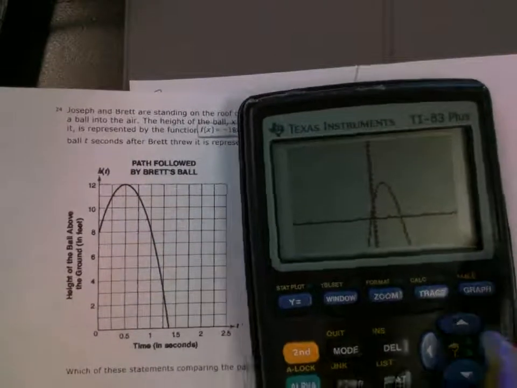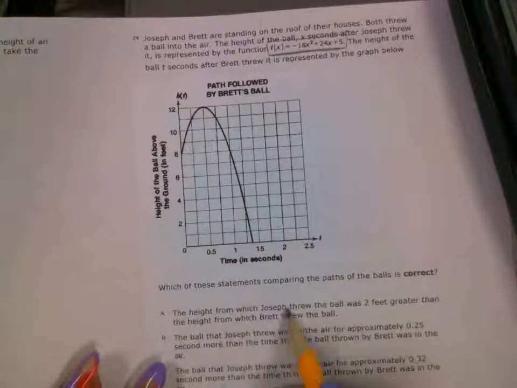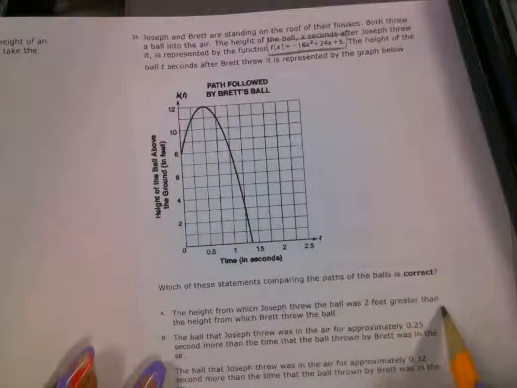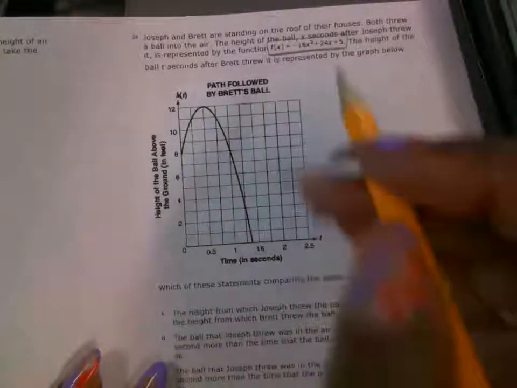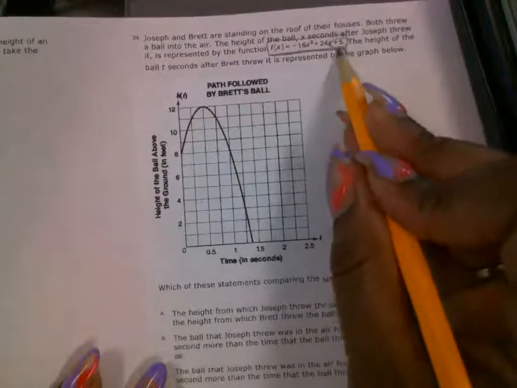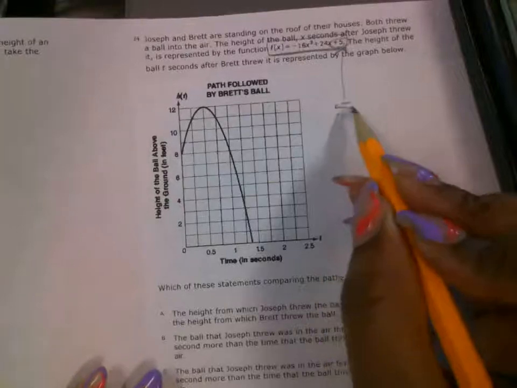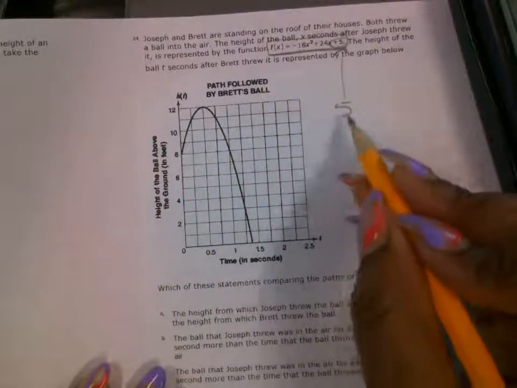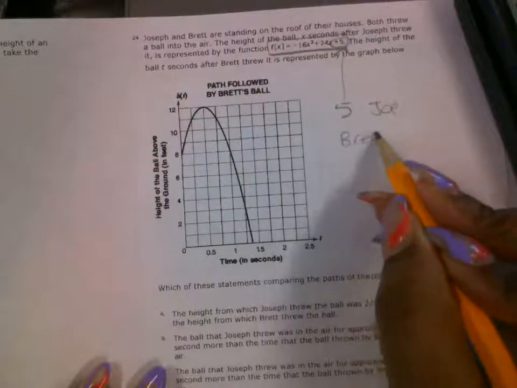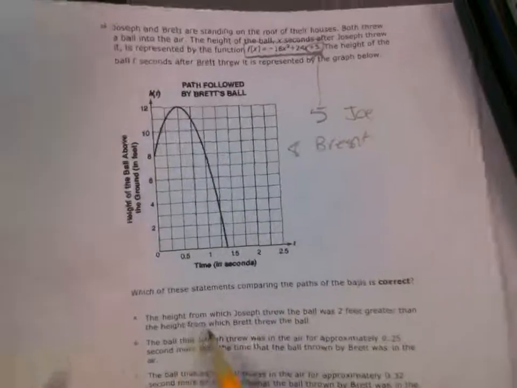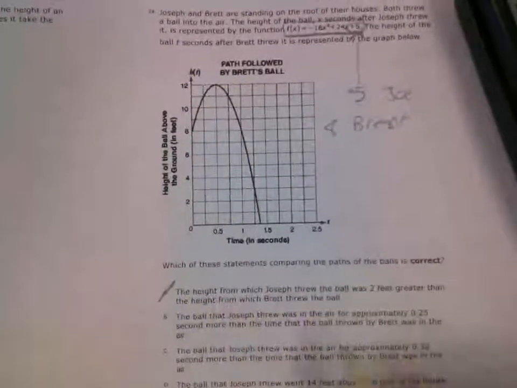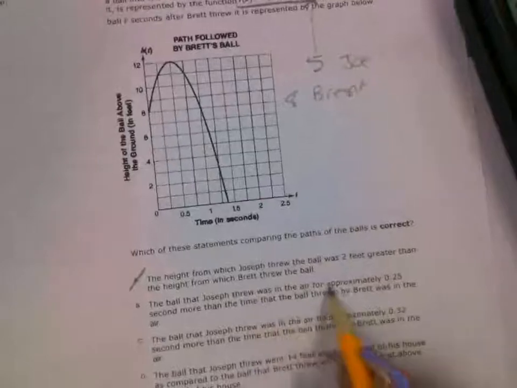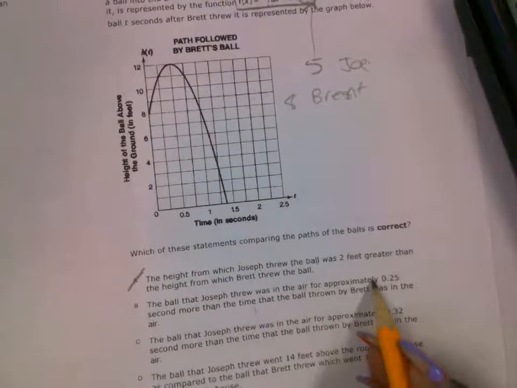So, what is it asking us? Okay, we got to read which one's correct. The height from which Joseph threw the ball was 2 feet greater than the height from where Brent threw the ball. Okay, Joseph threw the ball at 5. You see right here? The starting is at 5. So this is Joseph. He threw it at 5. Now Brent threw the ball at 8. So this is Joe and this is Brent. Oops, sorry. Brent is at 8. So it's saying that the height from which Joe threw, which is 5, was 2 feet greater than Brent. No, that's not true.